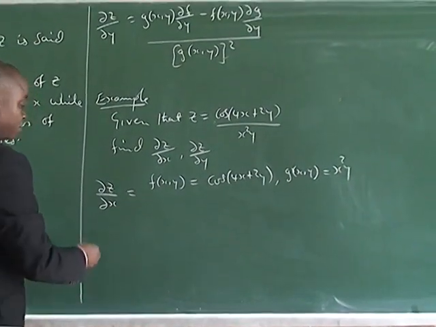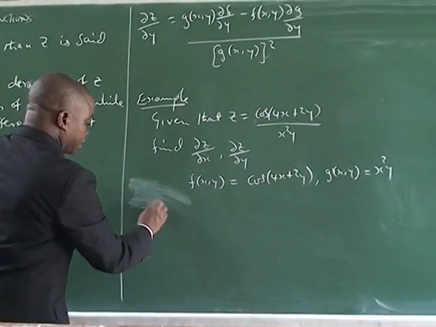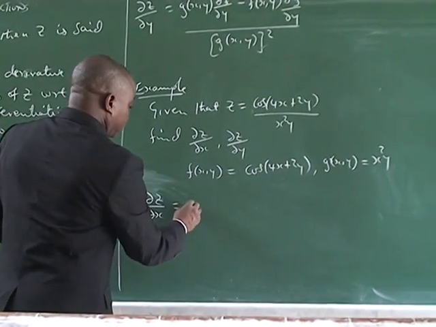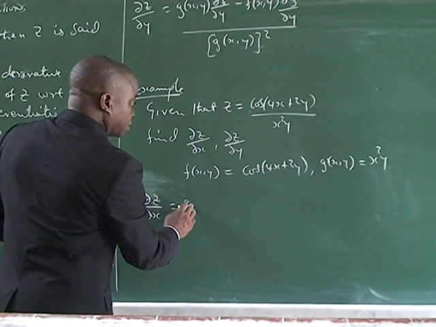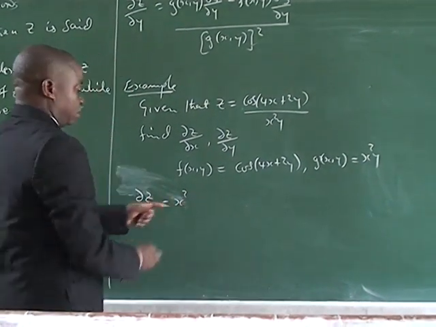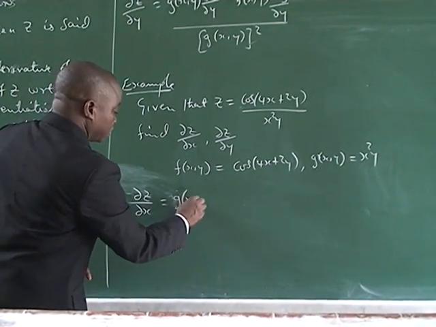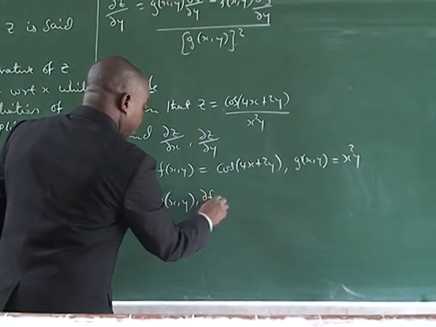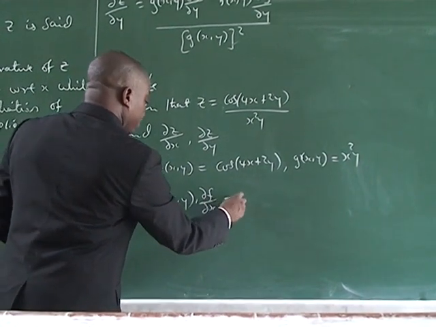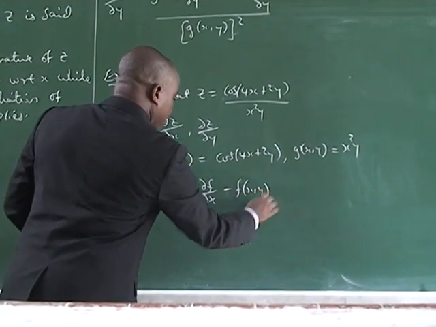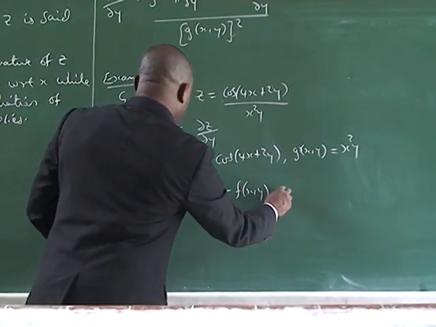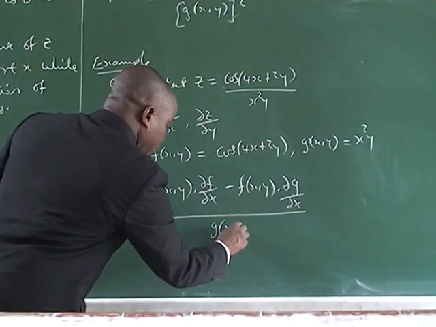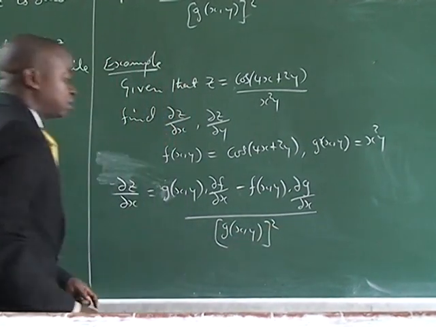So what I'm going to do now, we said that partial z partial x will be equal g of xy times partial f partial x minus f of xy times partial g partial x over g of xy squared. Let me give the definition well so that it's clear. That is the definition.